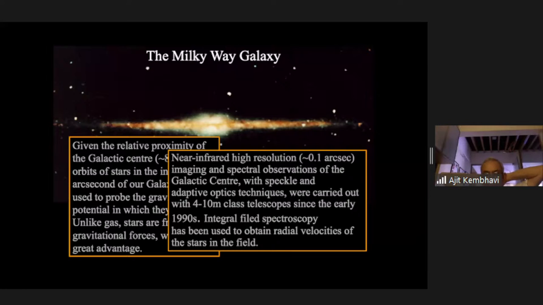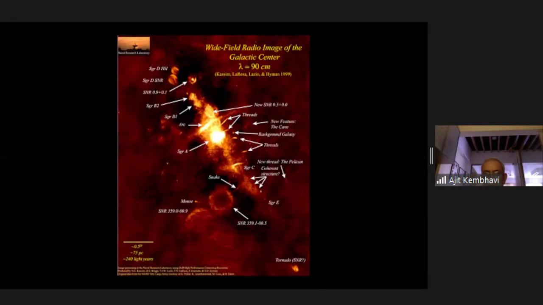Near infrared imaging has two advantages. One, the absorption due to dust is at a minimum at near infrared wavelengths. And second, you get the highest possible resolution, because you know the Rayleigh criterion. You do high resolution imaging, which is possible in the near infrared.